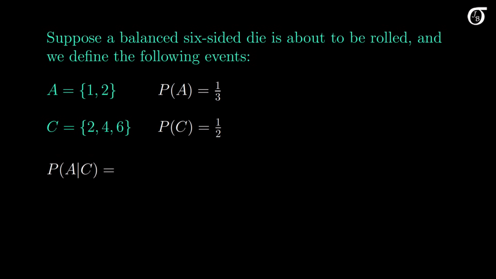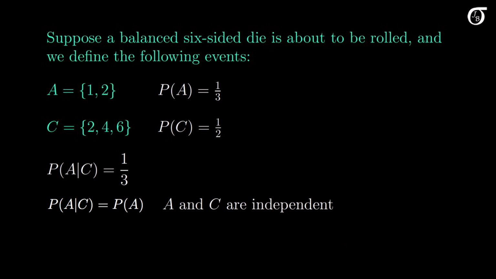What is the probability of A given C? If we know that C has occurred, then our sample space is reduced down to just C, just the even numbers. Only one of the 3 equally likely sample points in C also occurs in A, the number 2. So the probability of A given C is 1/3. That equals the unconditional probability of A, so A and C are independent events. Knowing the die came up even does not change the probability the die came up with a 1 or a 2.